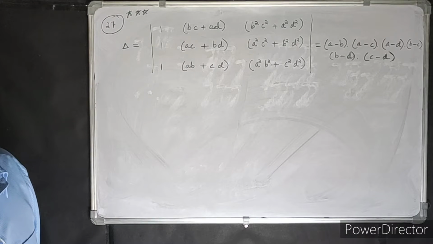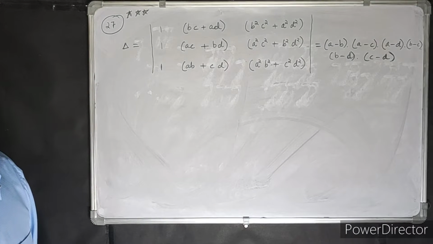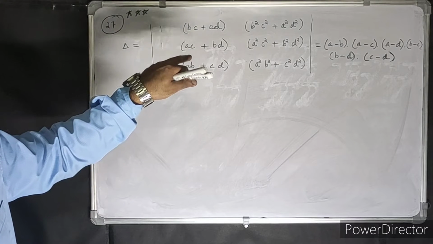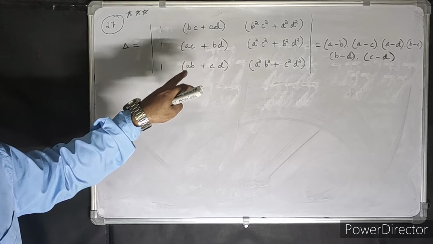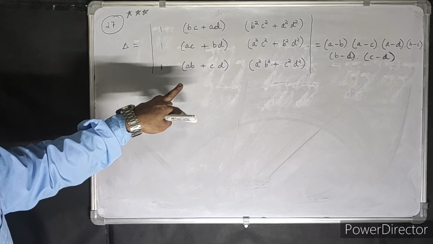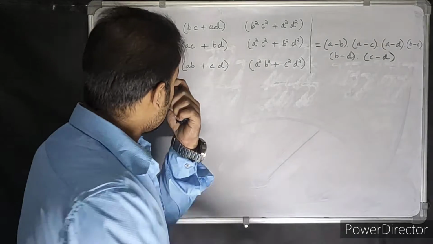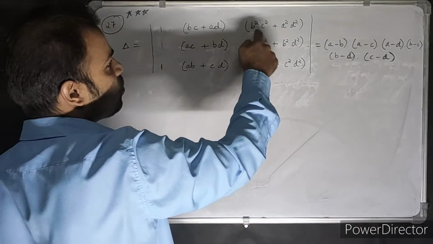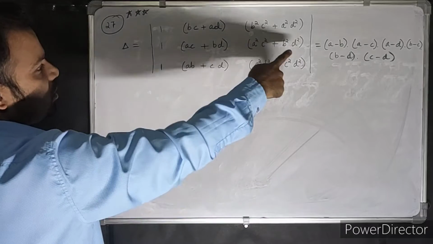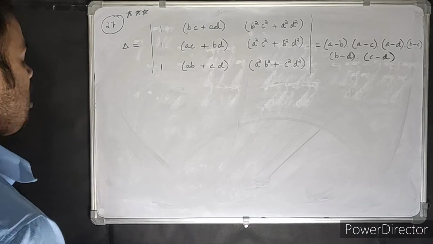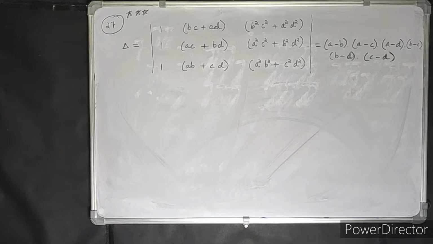A minus, let's check. A minus B, A minus C, A minus D, B minus C, correct. B minus D, correct. C minus D. This is correct, hope so. BC plus AD is AC plus BD. Okay, AB plus CD, correct. This I can check from here. B square C square, A square D square, A square C square, B square D square, A square D square, and C square D square. All correct. From here, how to solve this question.